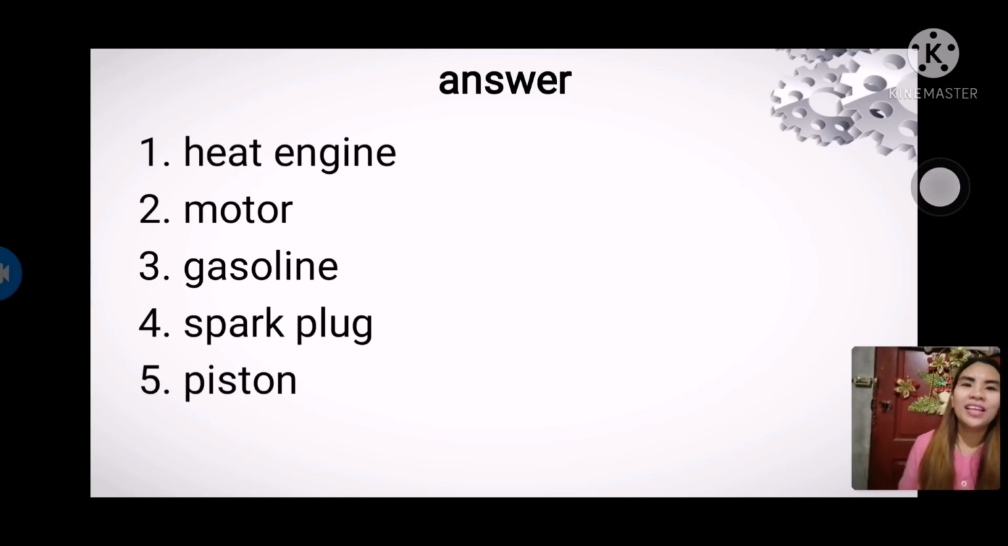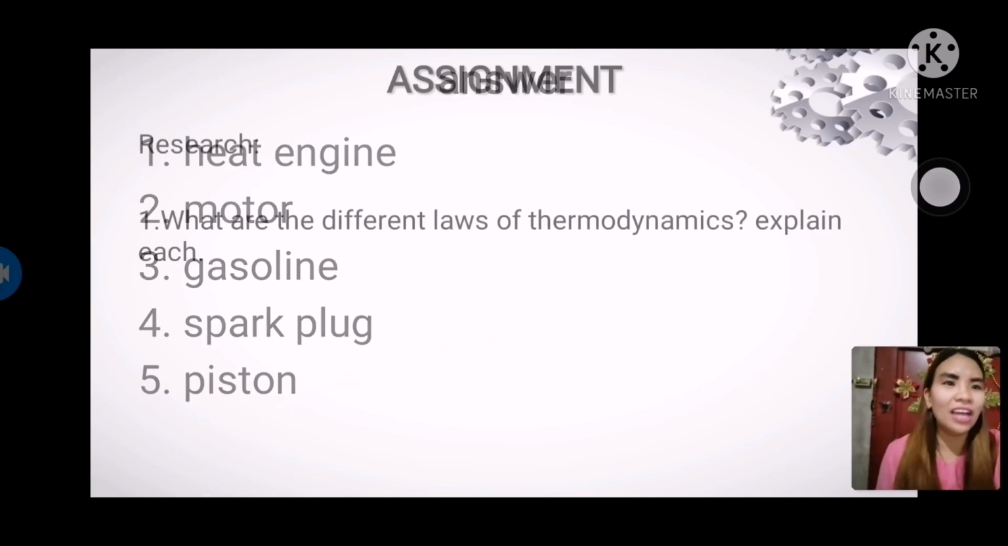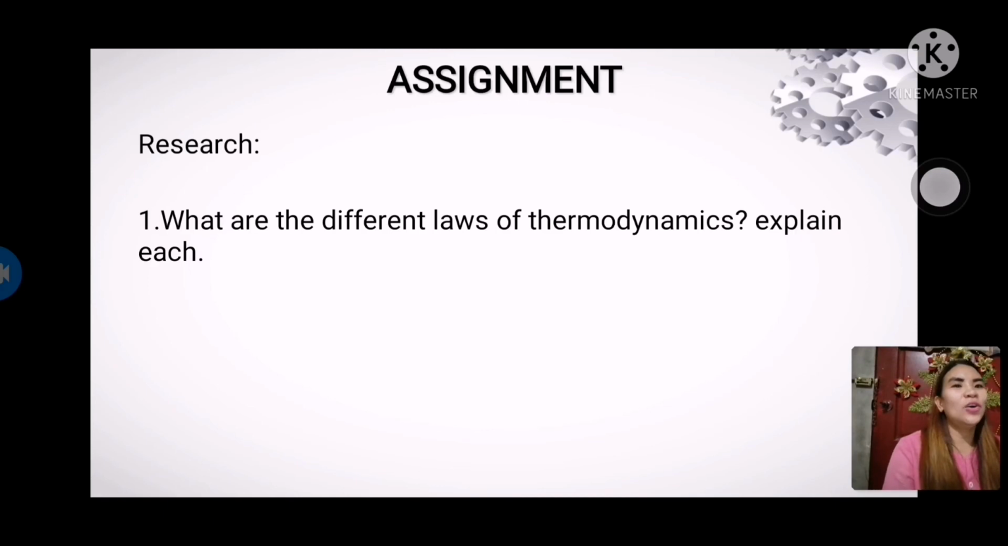We're almost done with our topic. Before you go home and relax, I have a little assignment for you, which is to research the different laws of thermodynamics and explain each.